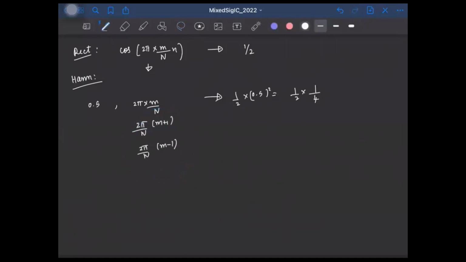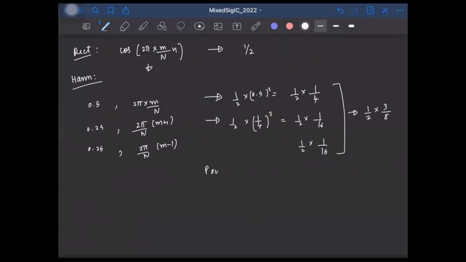Okay, and the amplitude of these sinusoids are what? 0.25 and 0.25, right? So each of them will have a power of half into 1/4 squared, which is half 1/16. So similarly, this will also have this, right? So what is the total power in the signal? That is sum of these. So that is half of 3/8, right? So with the hand window, the power of the signal is reduced by a factor of 3/8.